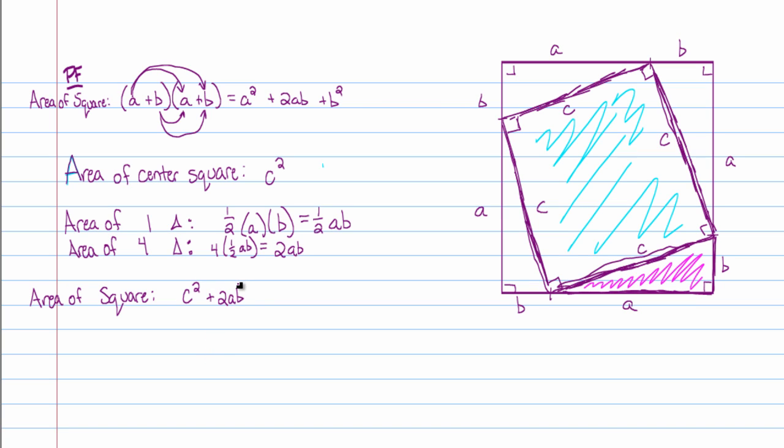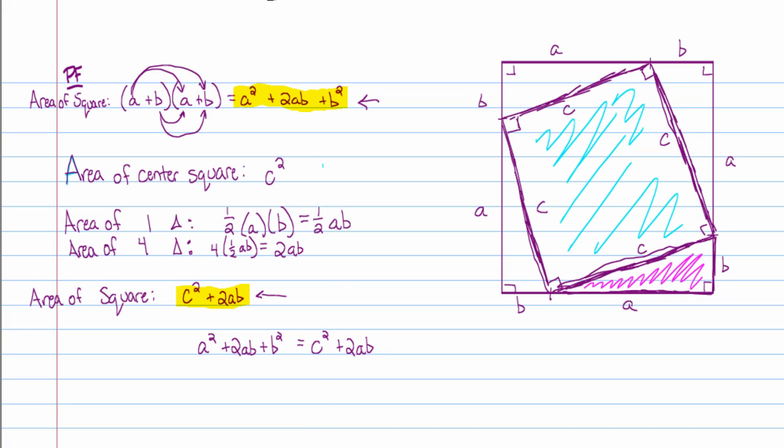Now here's a quandary. This is kind of an interesting little thing. We have the area of the square as one formula, and we have the area of the same square written as a separate formula. So these two things, this expression here and this expression here, mean exactly the same thing. So they should be equal. A squared plus 2ab plus b squared should be the same thing as c squared plus 2ab.